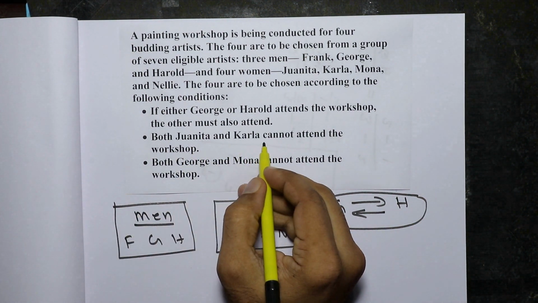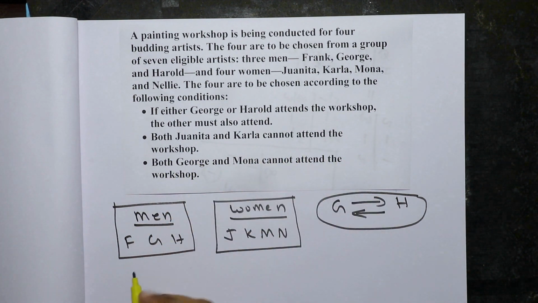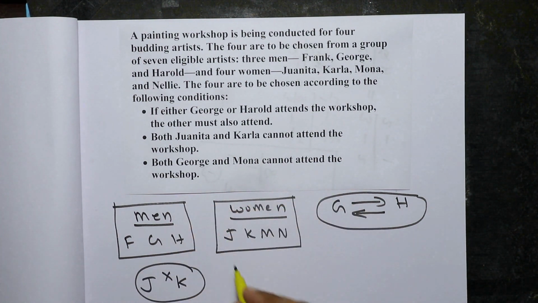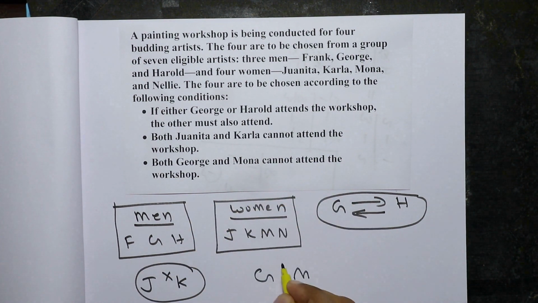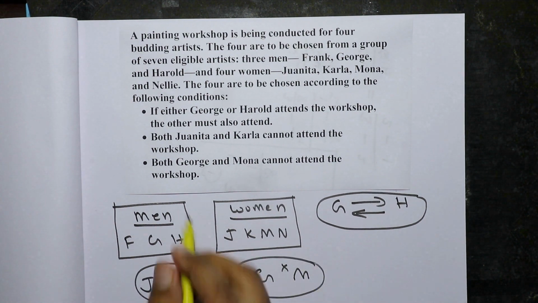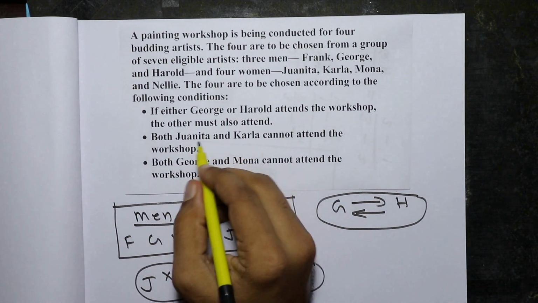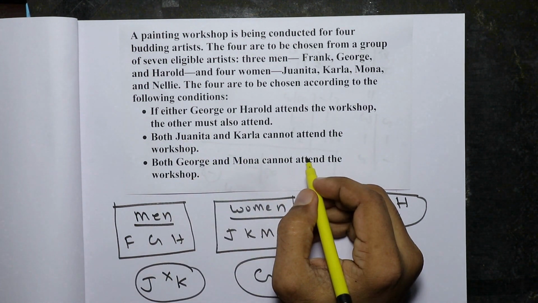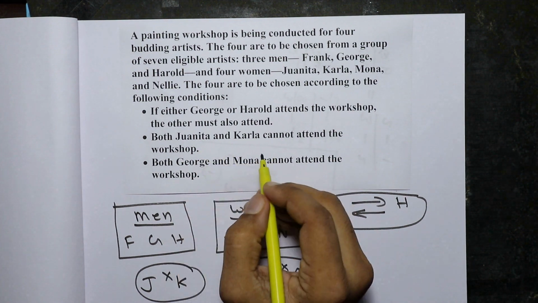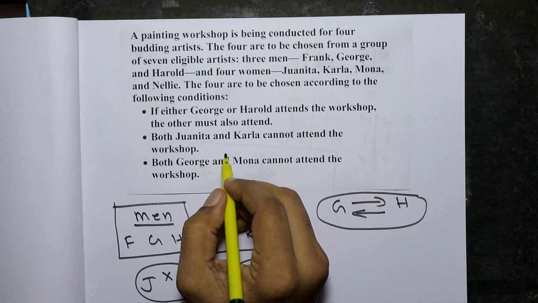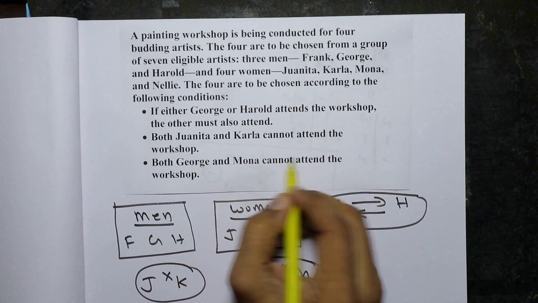Both Juanita and Carla cannot attend the workshop. So both Juanita and Carla, this is not possible. So I marked a cross here. Both George and Mona cannot attend the workshop. So George and Mona, both of them cannot attend. Now these are the conditions, we have represented it here. All these conditions should be satisfied in all the questions. Apart from this, in some of the questions there will be some attached conditional data. If there is an attached conditional data, it is only for that question.